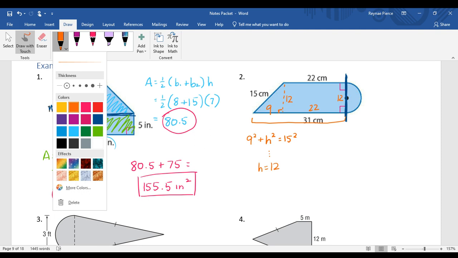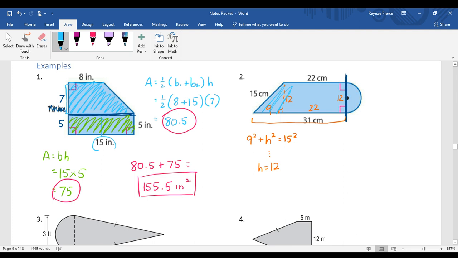Again, I said trapezoid. So this whole left part here, I'm going to find the area of. Again, half the sum of the bases. One base is 22. The entire other base is 31. We found our height to be 12. So the area of this trapezoid is 318.